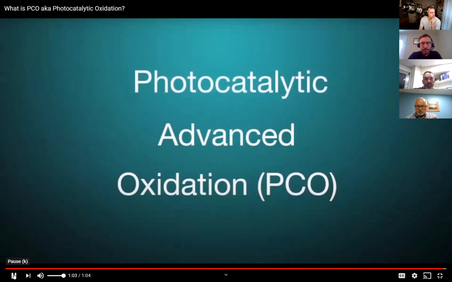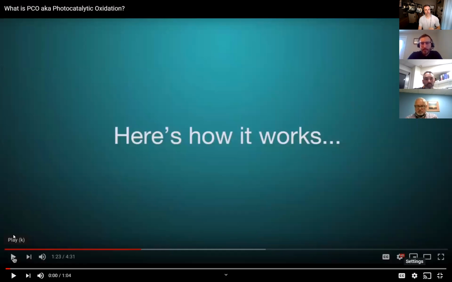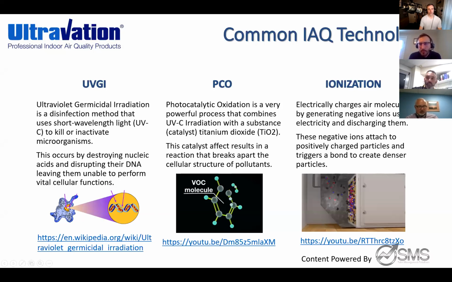Ultravation's advanced oxidation process. So that gives you a small visual representation of what's happening when PCO is taking place. Next, we're going to jump to ionization. You really won't have to pay too much attention to this unless you're looking at the residential side of things, but just so you know what that is, when ionization is taking place, it's electrically charging air molecules by generating negative ions using electricity and discharging them. These negative ions attach to positively charged particles and trigger a bond to create denser particles. So go ahead and jump to the next.